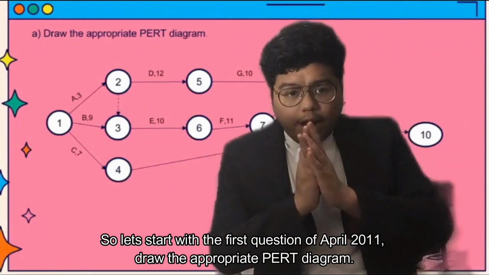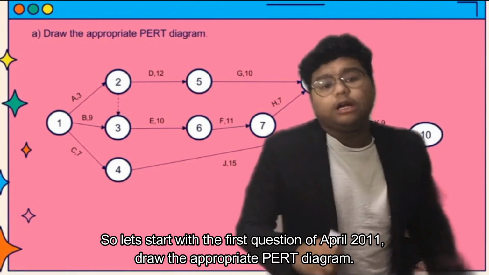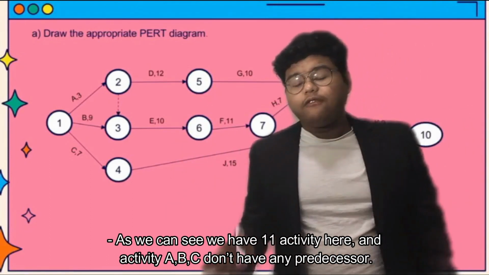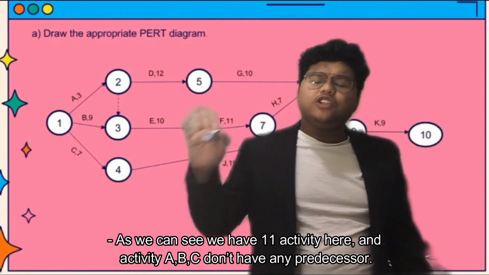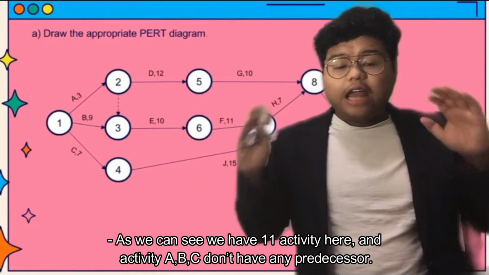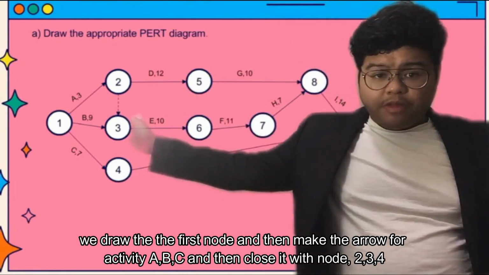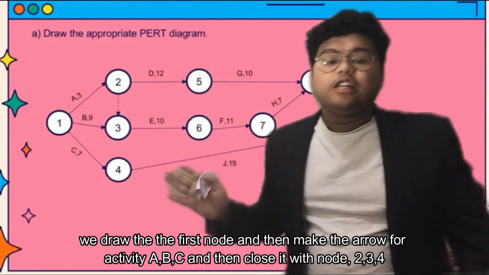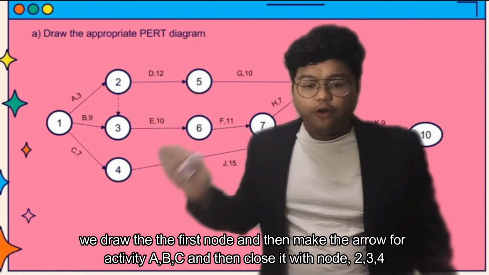Alright guys, so let's start with the first question of April 2011. Draw the appropriate PERT diagram. As we can see, we have 11 activities here, and activity A, activity B, and activity C don't have any predecessor. We draw the first node, and then we make an arrow for activity A, activity B, and activity C, and then close them with node 2, node 3, and node 4.